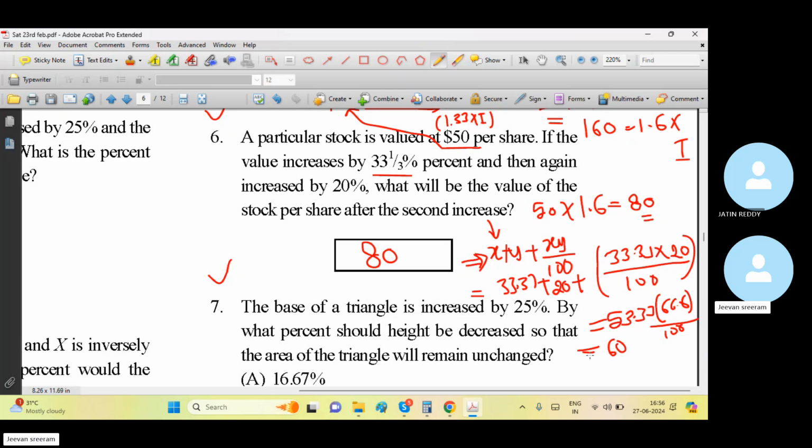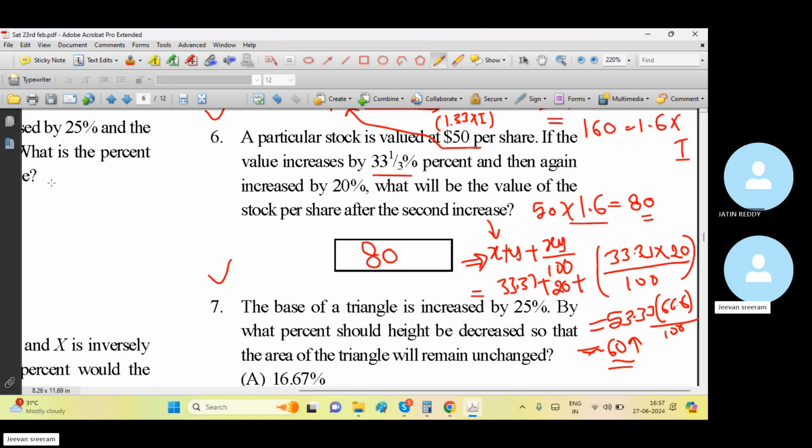Okay, sir. Approximately 60%. So if you increase the quantity successively by 33% and 20% one after another, the effective percentage increase is going to be 60%. 1.6 times. We have got 1.6 times. 50 into 1.6 has given 80. Is it clear to you all?